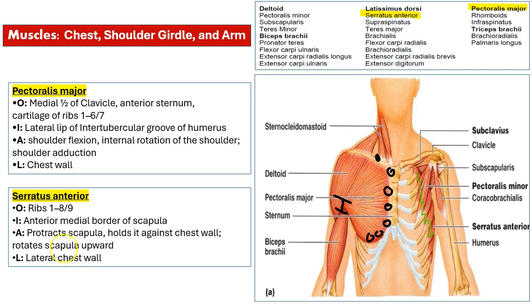I have some details about the serratus anterior, just to show you that it does help protract the scapula and hold it against the chest wall. It does help rotate the scapula upward, and it is on the lateral chest wall. Just extra detail, okay? That's not one of them that's bolded.